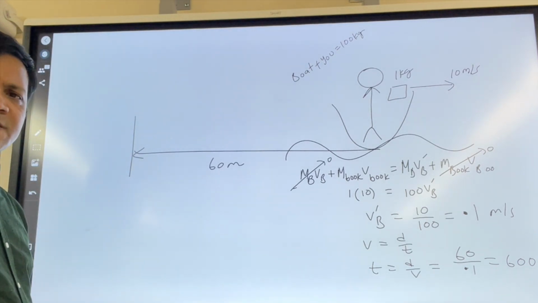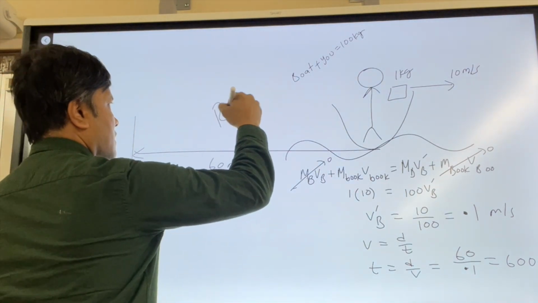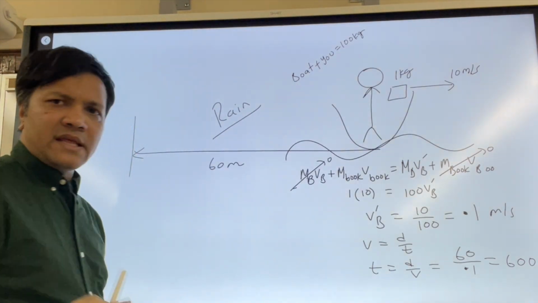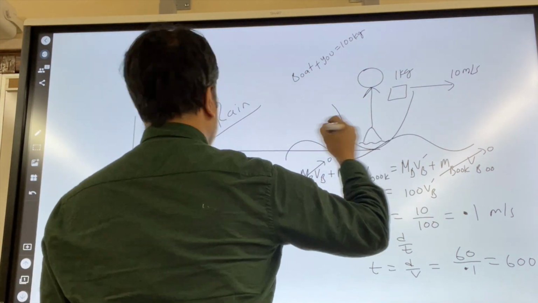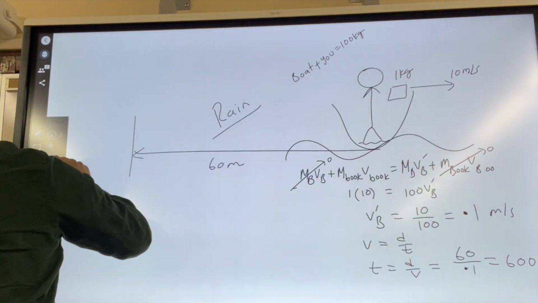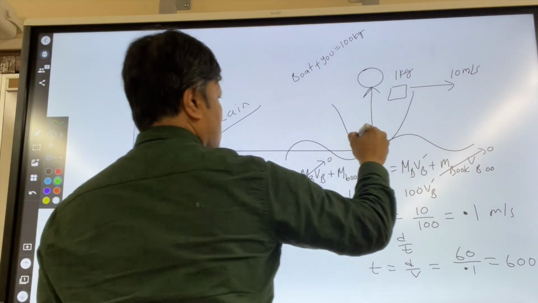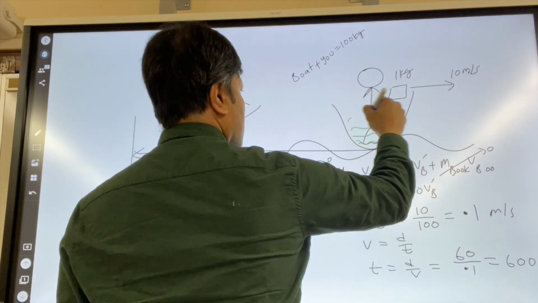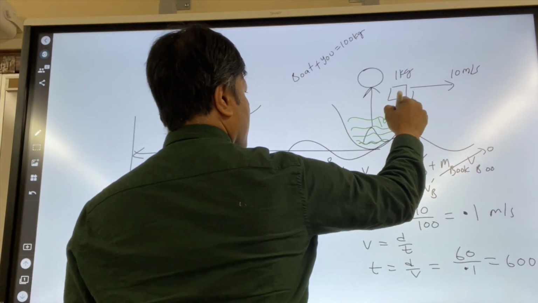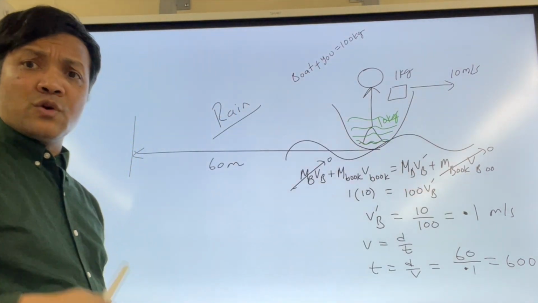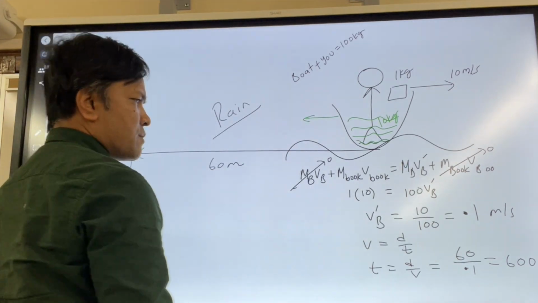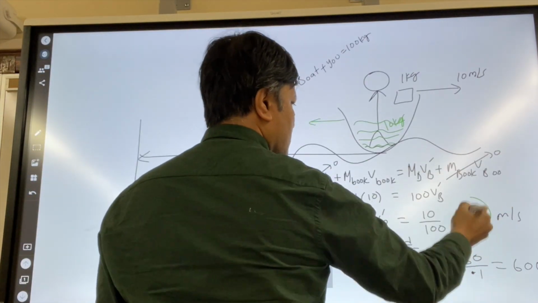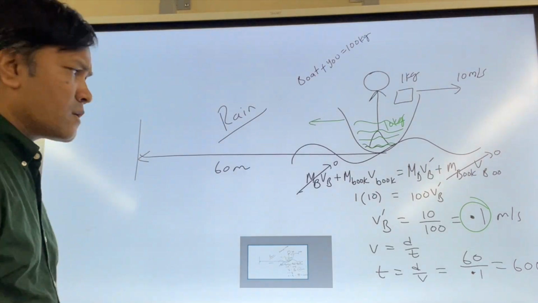Now, let's say all of a sudden there is a rain, and the rain accumulates 10 kilograms of rain inside the boat. What would be the velocity of the boat? Before it is 0.1. Is it going to be less or more? No, that's it. Study this problem and you should be fine.